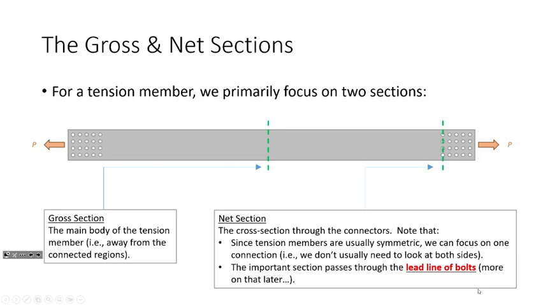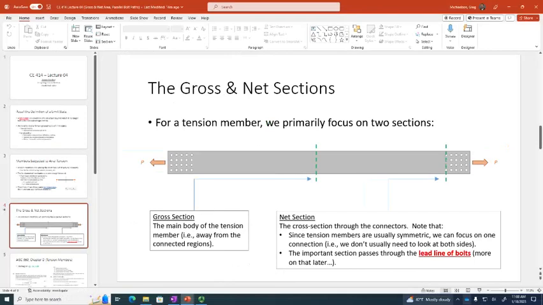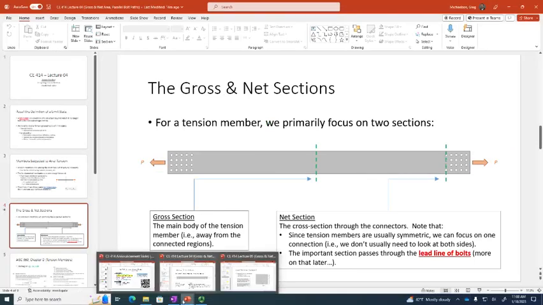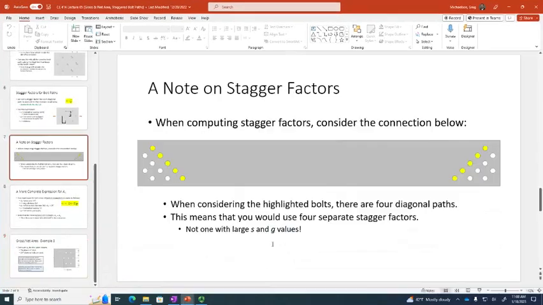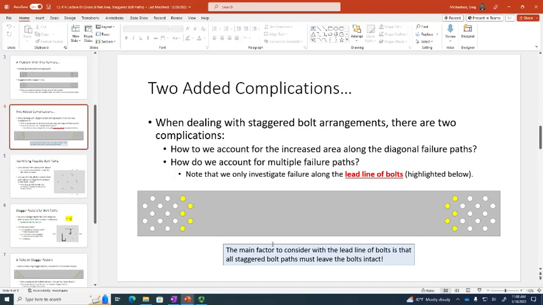So just to make sure that that point is explained well, in a later lecture, which is one of the ones that I pre-recorded, I make a point about looking at connections like this with staggered bolt arrangements. And in a staggered bolt arrangement, again, the only ones that we're worried about are the ones along the lead line. So if I'm standing here shooting a flashlight, which bolts is it going to hit? It's the ones in the front. Does that make sense? Either the front over here or the ones over here.